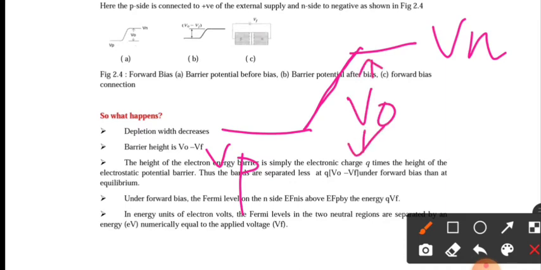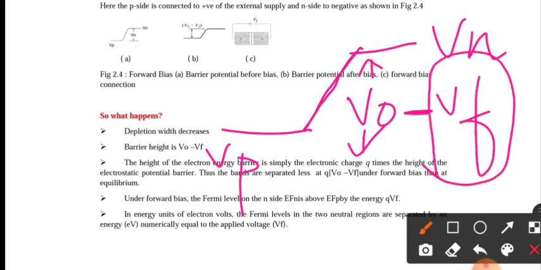So after biasing what will happen? After biasing this Vo will reduce by an amount Vo minus Vf, because externally we are supplying with a voltage Vf, so the barrier potential will reduce by an amount of Vo minus Vf. So this barrier height will reduce. Previously it was Vo, now it is Vo minus Vf. The barrier height will reduce. The voltage potential difference between the P and N region will reduce by an amount of Vf. It will be now Vo minus Vf.